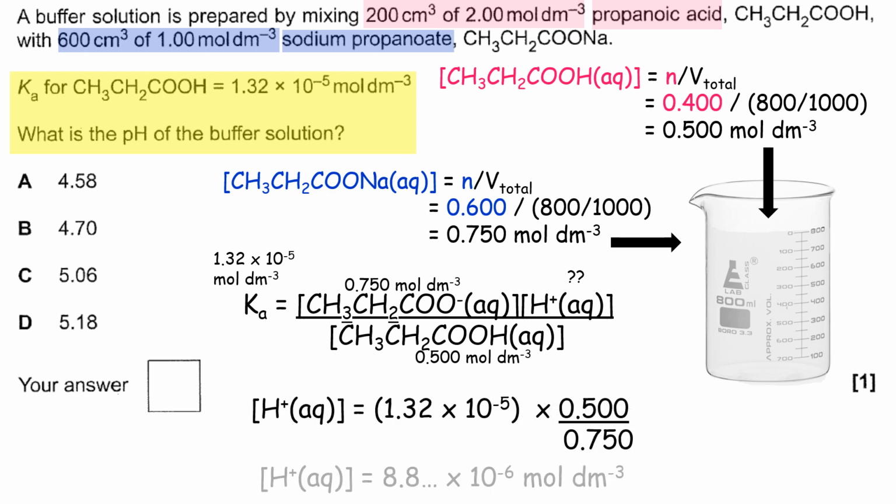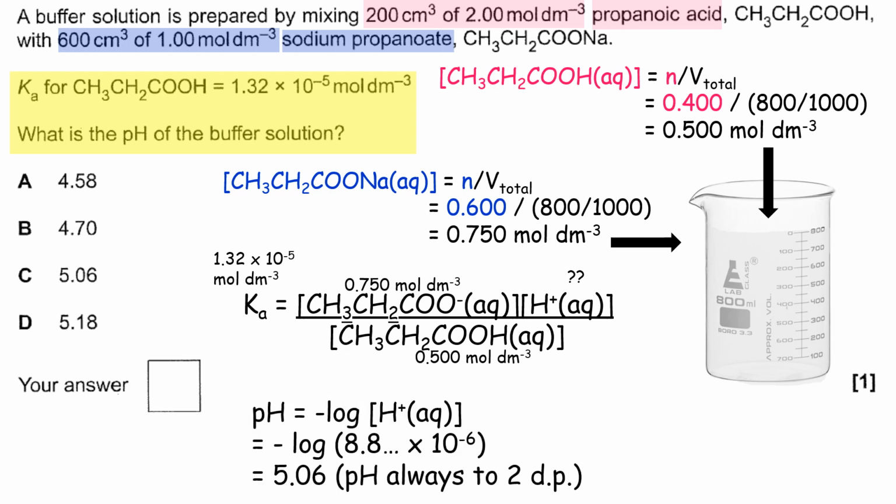So putting that into a calculator gives you 8.8 times 10 to the minus 6. It's actually 8.8 recurring, so I'm just going to leave it as a truncated version there. Now obviously that goes into a pH calculation, minus log of 8.8 times 10 to the minus 6, and you always put pH to 2 decimal places. That gives us 5.06, which is obviously answer C.